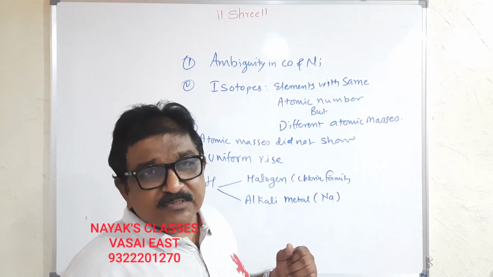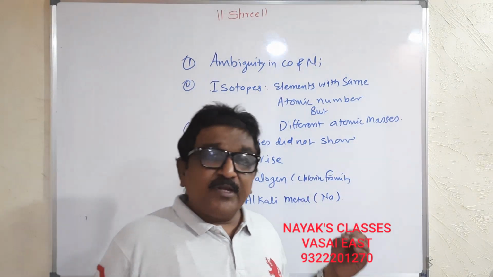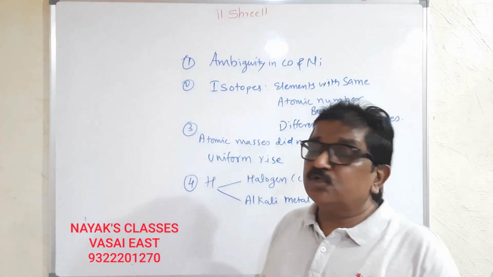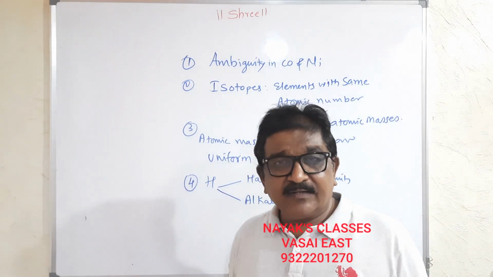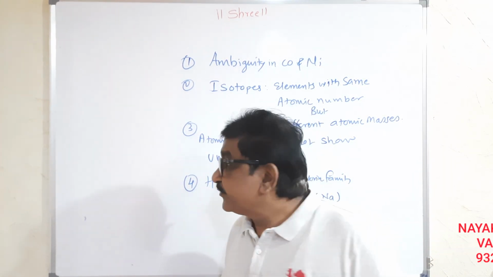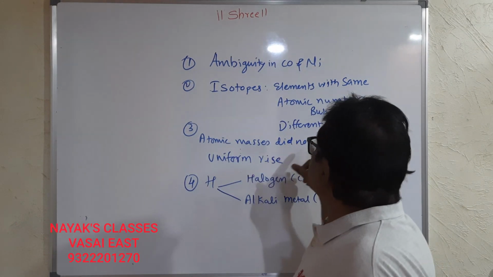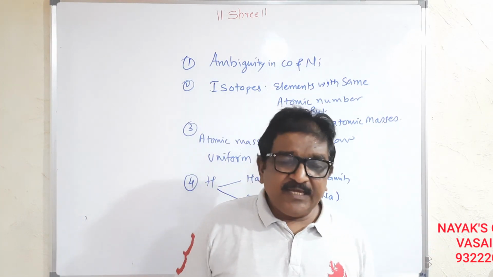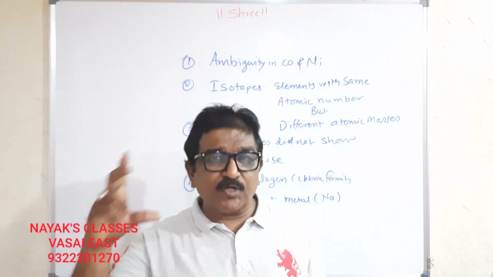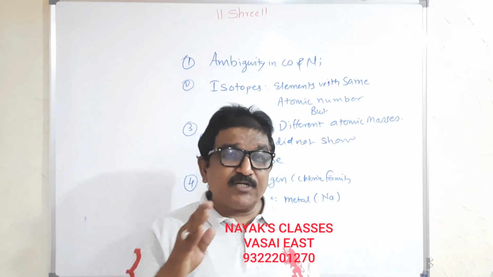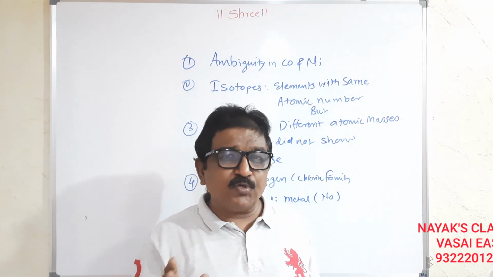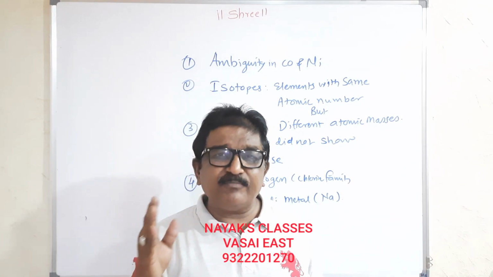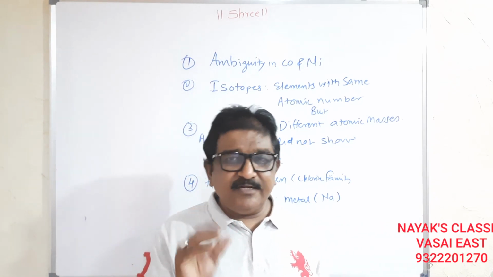What to do with isotopes? By applying the law, periodic function of their atomic masses, isotopes were not explained by using the law of Mendeleev. Next is, atomic masses did not show uniform rise. He arranged the elements in the increasing order of atomic masses, but these atomic masses did not show a uniform rise of 1, 2, 3, 4, 5, 6. This type of increase they did not show.